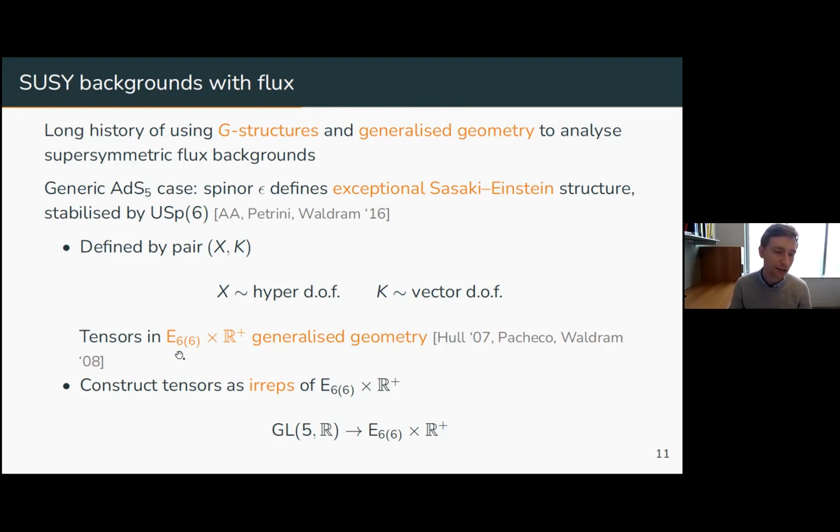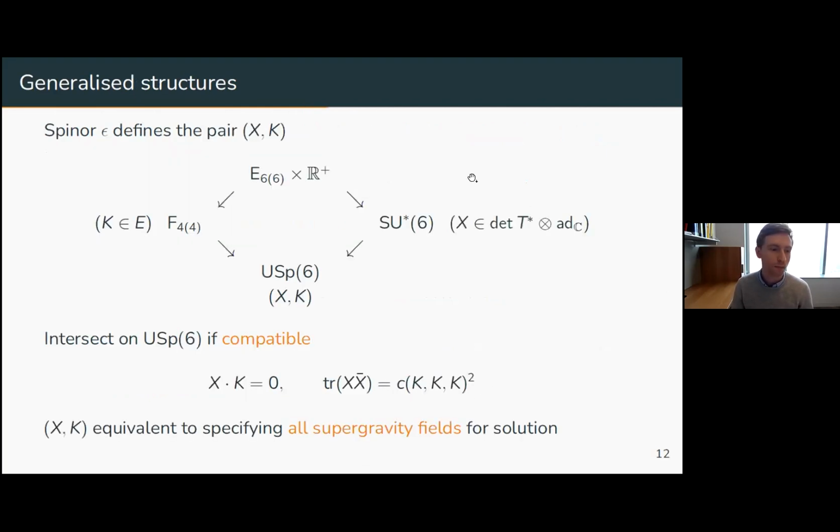These things are tensors in E6(6) generalized geometry. So this is just some generalized geometry where the relevant group is some real form of E6. And this is the one that's relevant to type IIB compactifications down to 5 dimensions. X and K are just tensors of this generalized geometry, and you just construct them as irreducible representations of the relevant E6 group. So the key takeaway is that you have this invariant spinor.